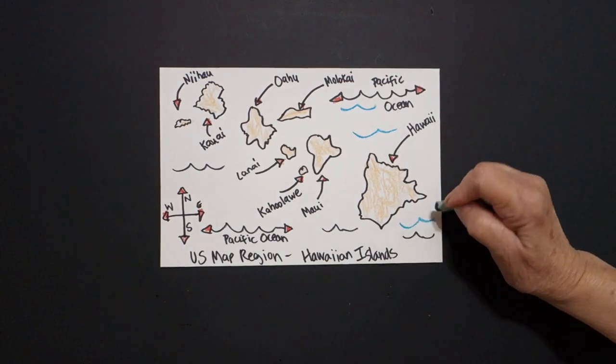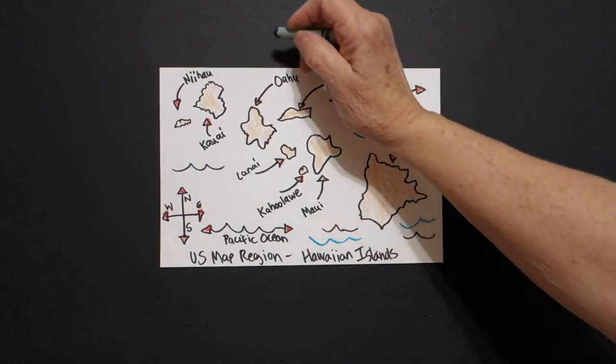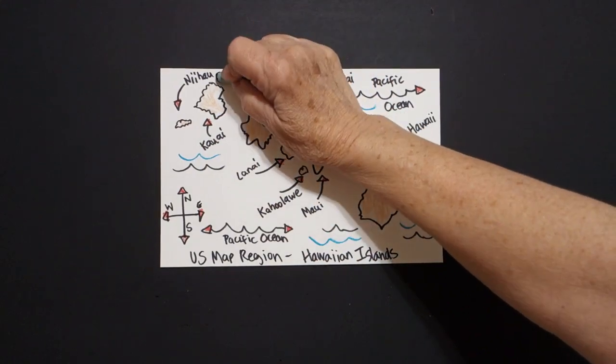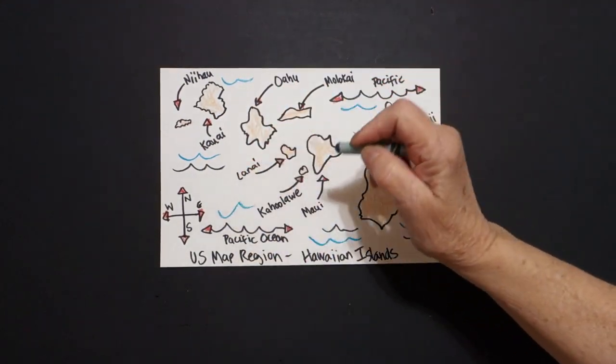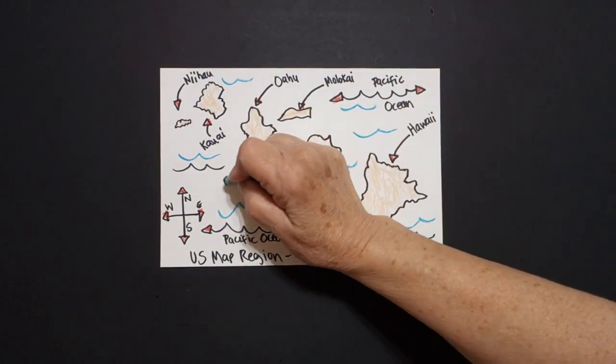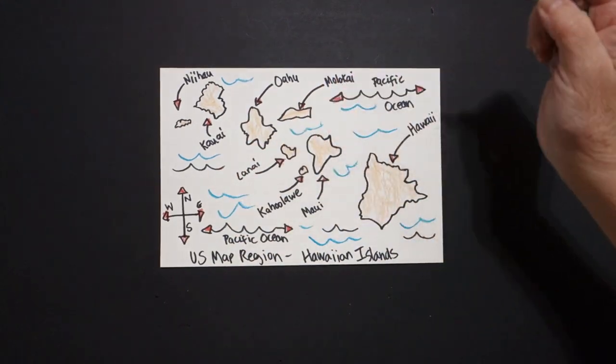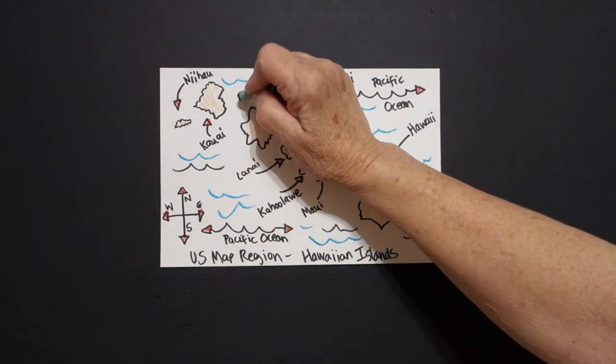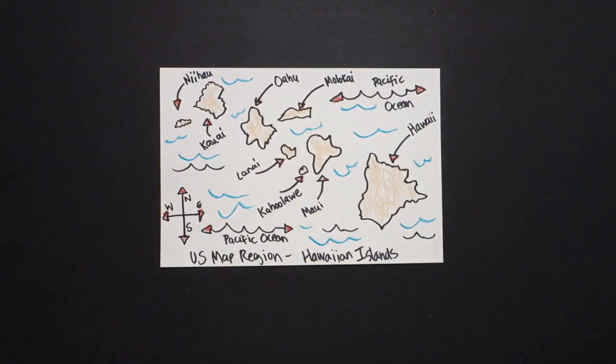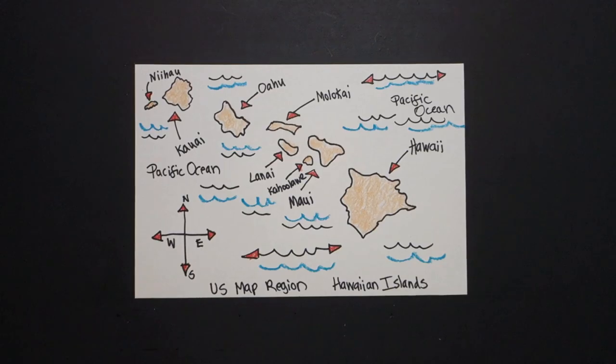They're islands. They're surrounded by water. Very unique. So you want to make sure you put enough Pacific Ocean around them. Okay, let's see what this looks like all colored in. Okay, here is my colored in U.S. map region, Hawaiian Islands, all colored in. Okay, bye-bye.